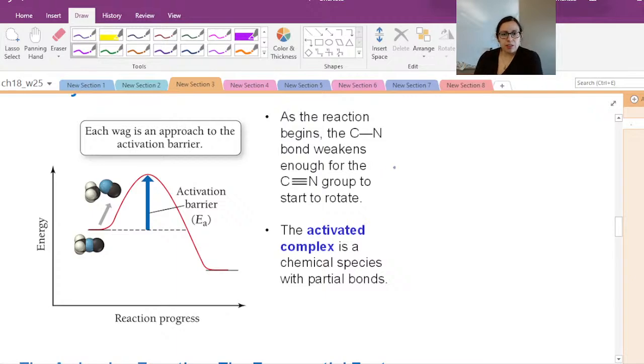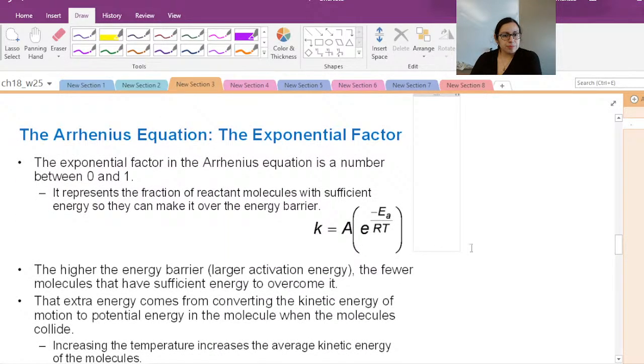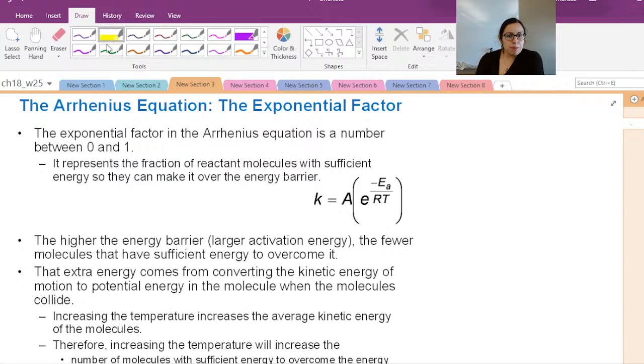And so again, it's telling you that it's a high energy state, and it weakens our bond, so we can rotate it. And then our Arrhenius factor just represents our fraction of reactant molecules with sufficient energy to make it over the barrier.